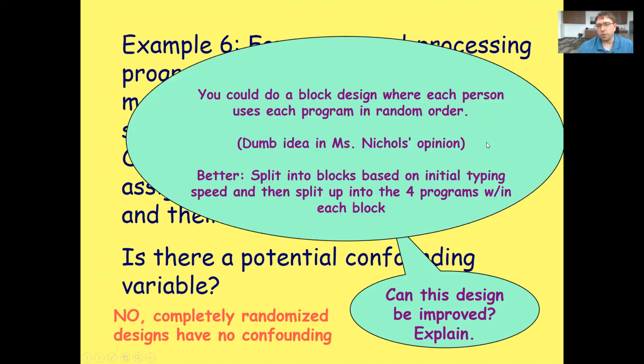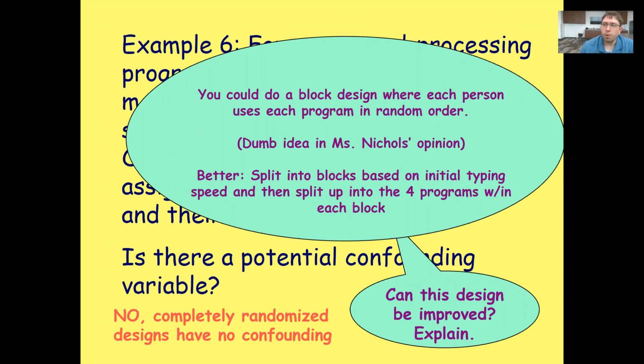And one of the ways that I would suggest improving it is this last part right here. If we were to split the participants into blocks based on their initial typing speed, so we all know some people are really fast at typing, some people are okay at typing, and some people are just terrible, like they pick at the keyboard one at a time.